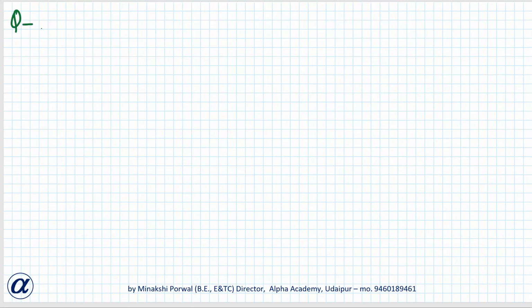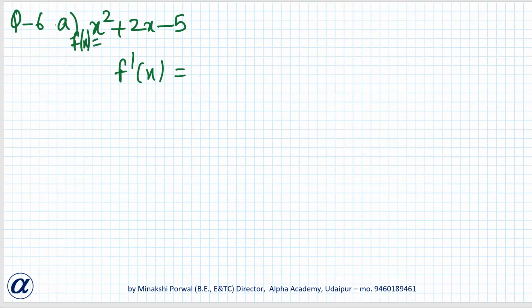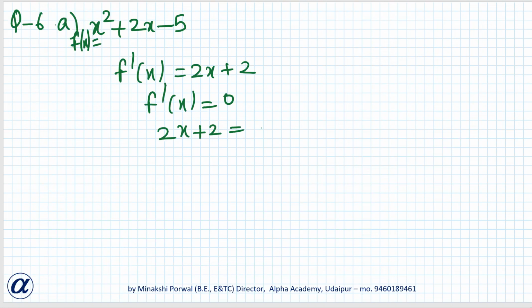Then question number 6. Find the intervals in which the following functions are strictly increasing or decreasing. Part A, x² + 2x − 5. So f(x) is this. We find f'(x) = 2x + 2. Then we put f'(x) = 0, so 2x + 2 = 0, x = −1. So x = −1 is the point which divides the real line into two intervals.